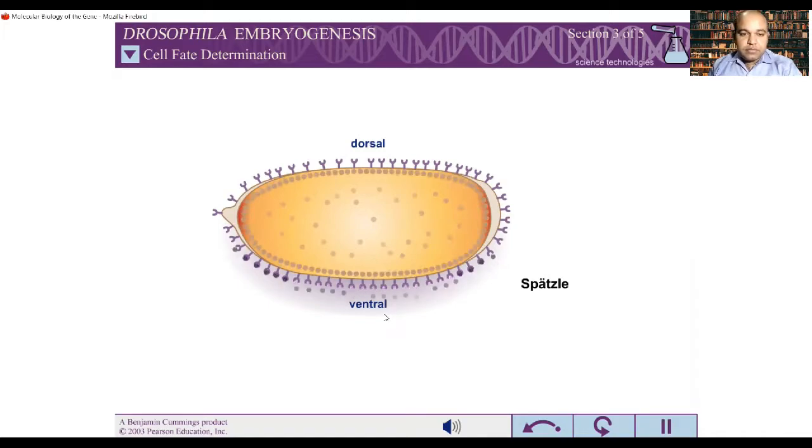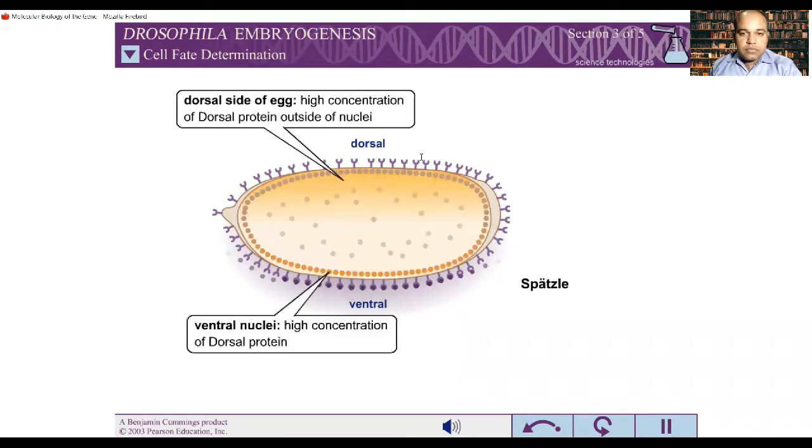This concentration gradient leads to higher concentrations of dorsal protein in ventral nuclei, with lower levels of dorsal protein in nuclei located in lateral regions. So here you can find that a high concentration of dorsal protein is going to take place within the ventral nuclei because of chemical signaling molecules such as spazal.